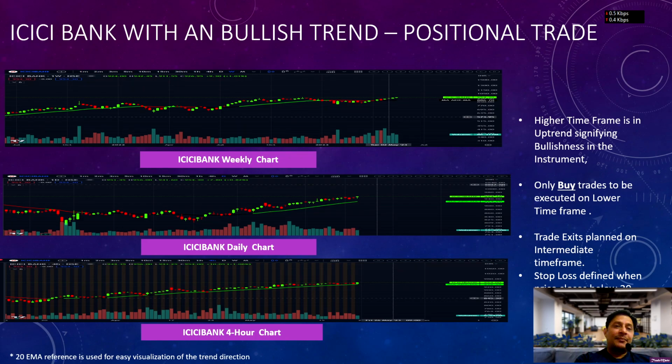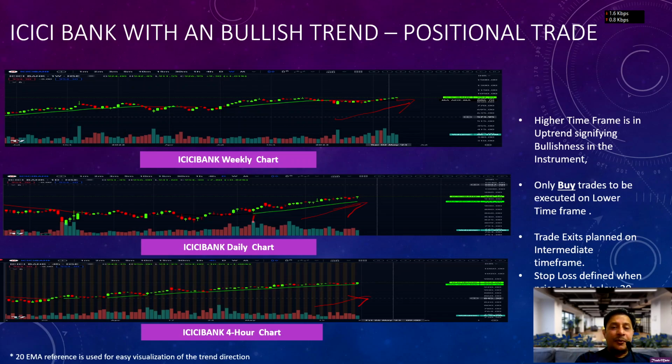Now, let's take an example of ICICI Bank, which is moving in a bullish trend. This is more of a long-term positional trade. You look at a weekly chart, and what you see with ICICI Bank is an upward momentum, right? So the prices are moving upwards. Now you get on to the next time frame, which is your daily time frame, and see that the prices are also moving upwards. So this gives you a double confirmation that you have to only trade ICICI Bank for uptrend, right? So you will have to only buy. You do not sell anything in ICICI Bank.